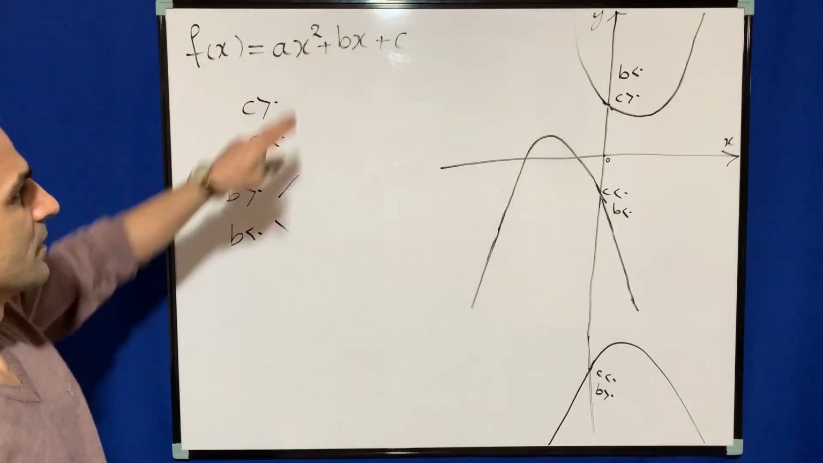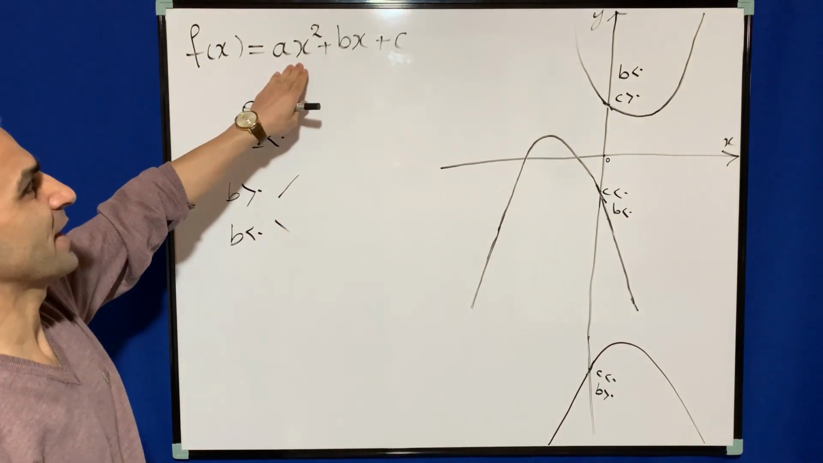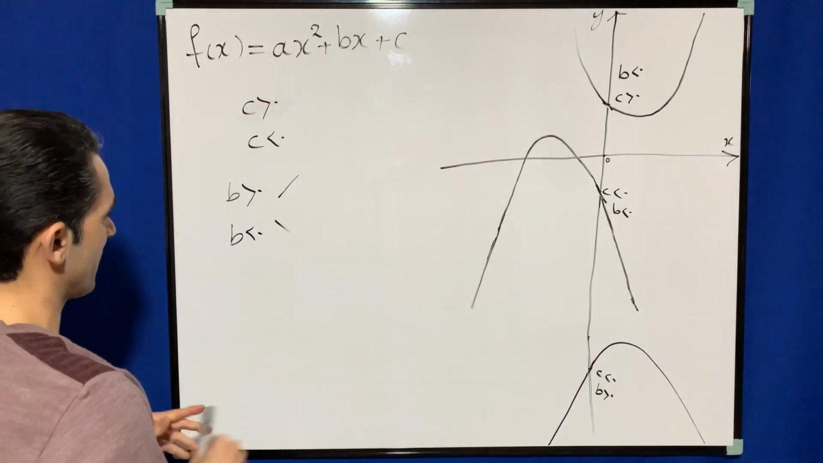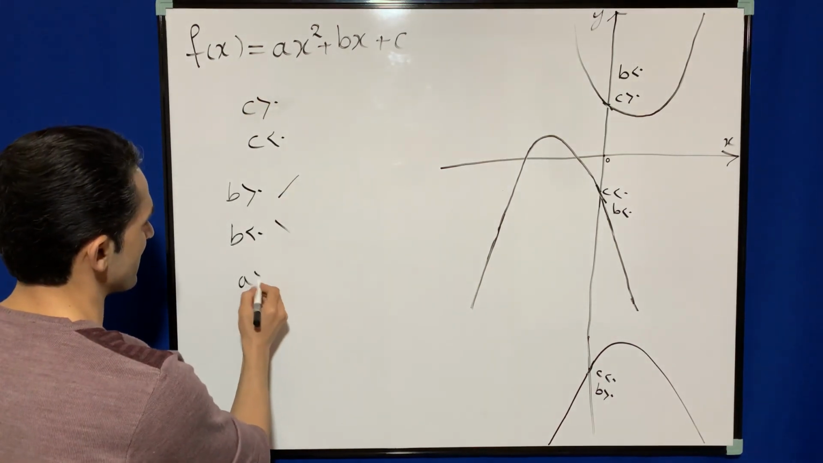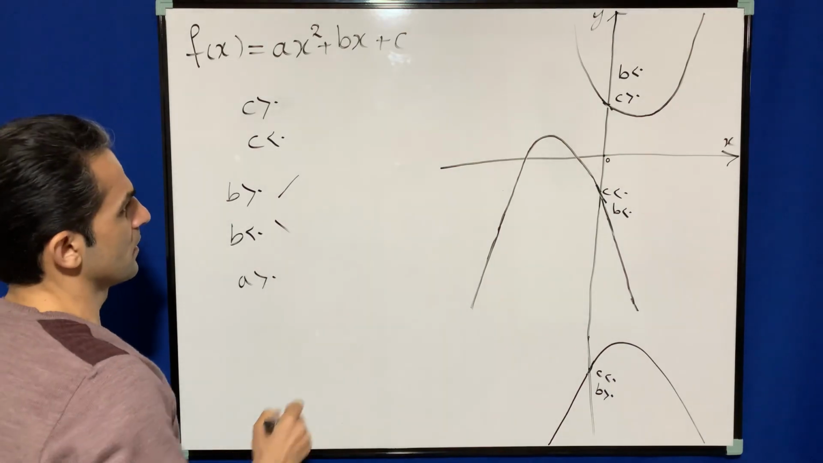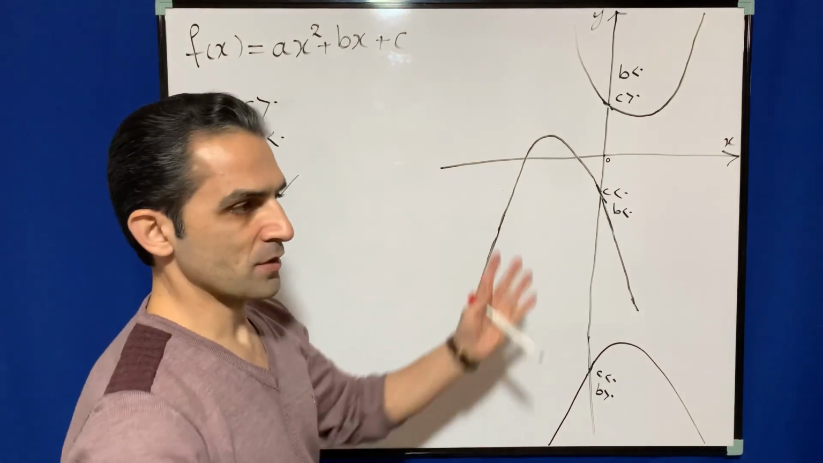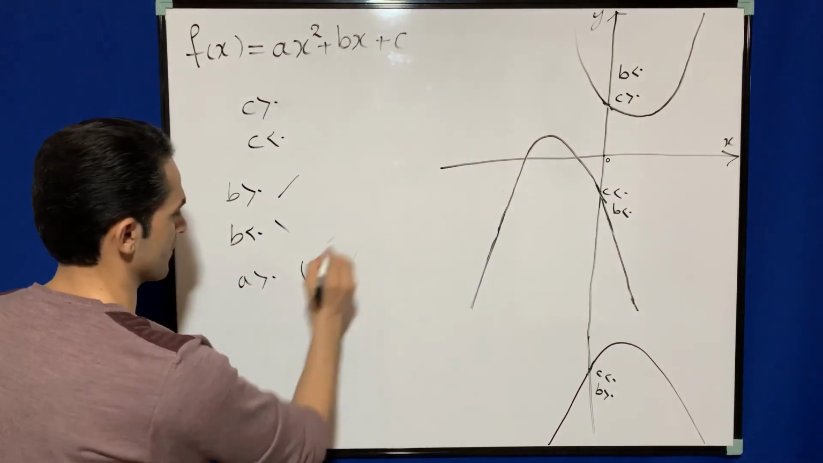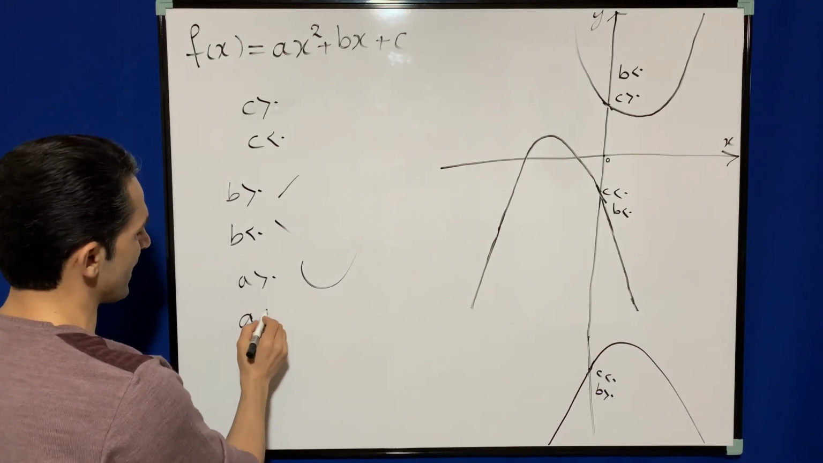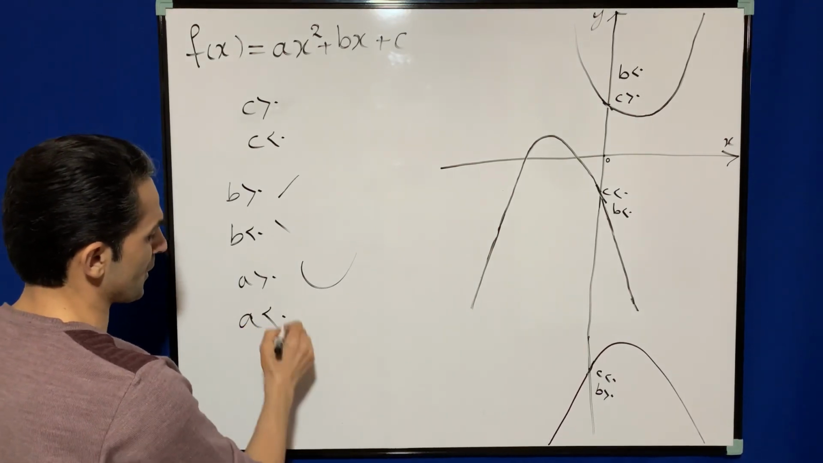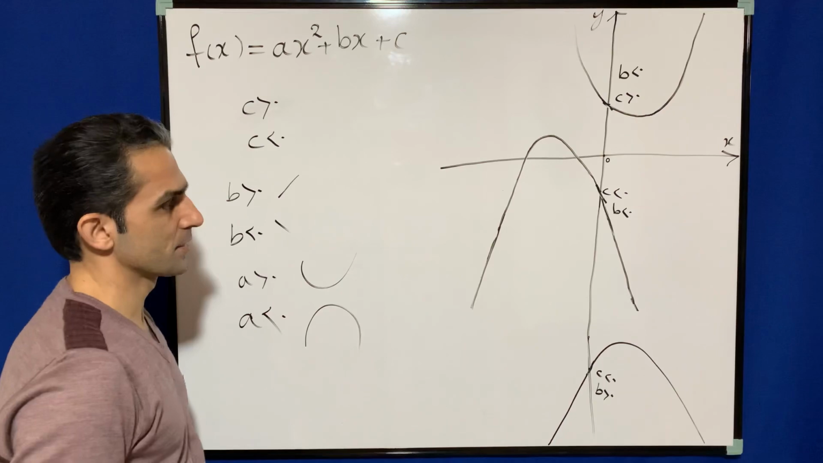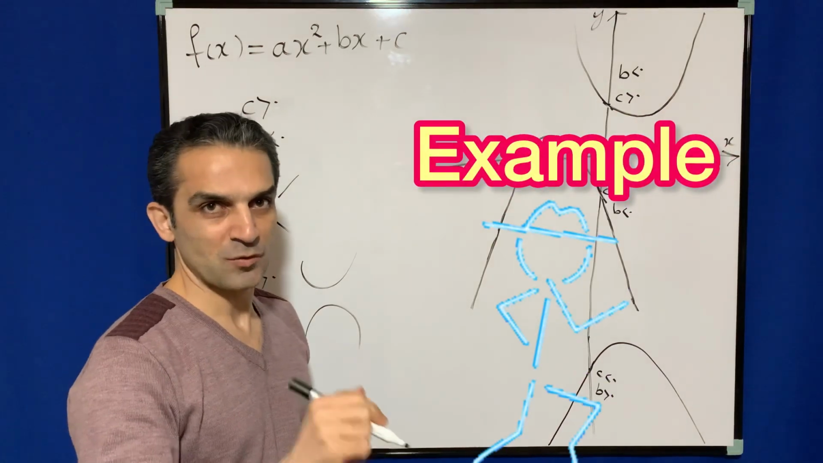What about a, or the coefficient of x squared? If a is greater than 0, the curve opens upward like this. If a is less than 0, the curve opens downward. Let me give an example to make it clear.